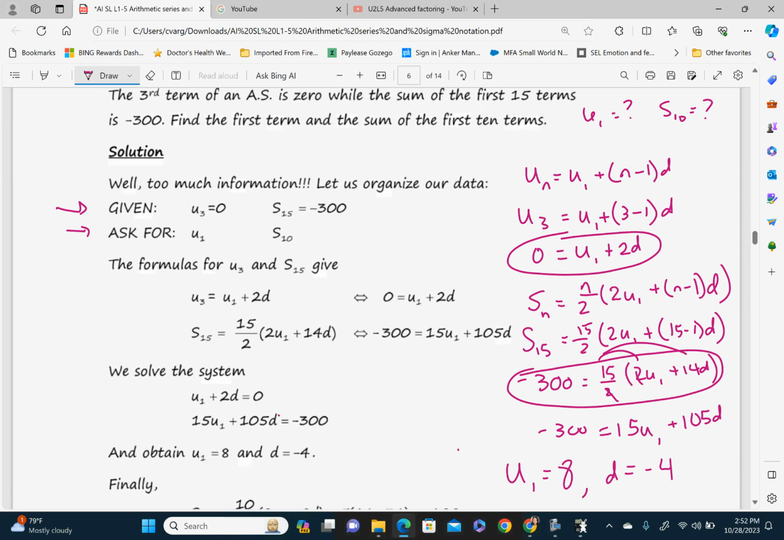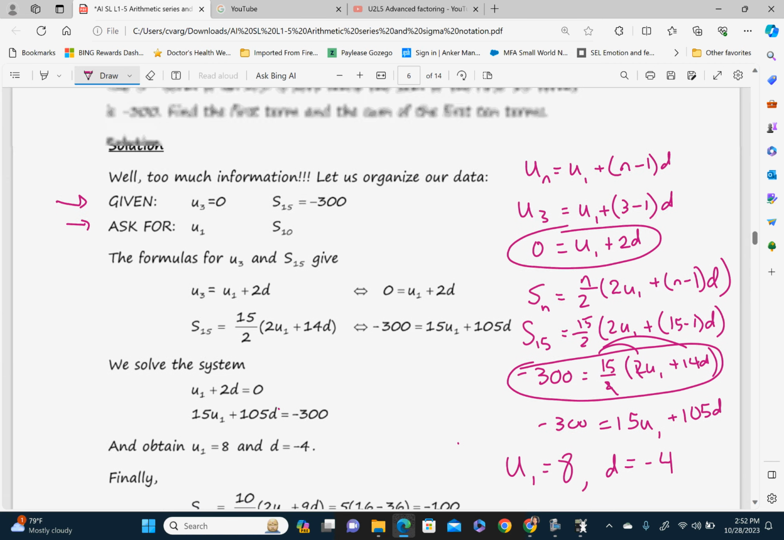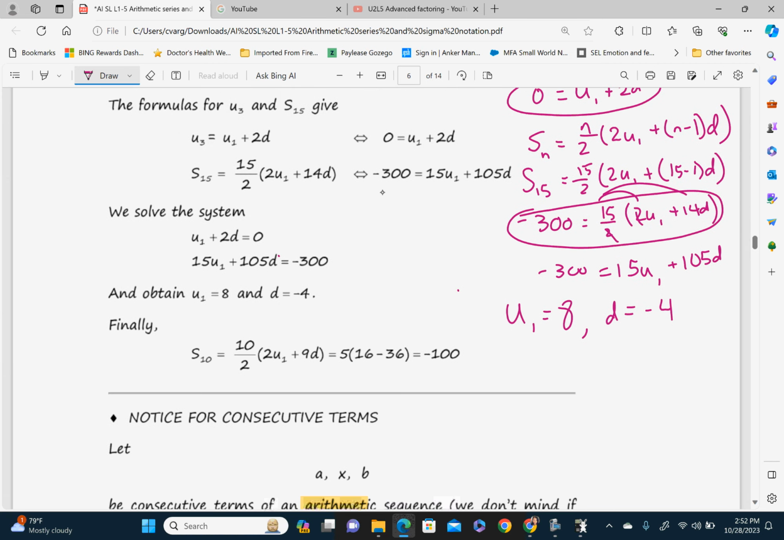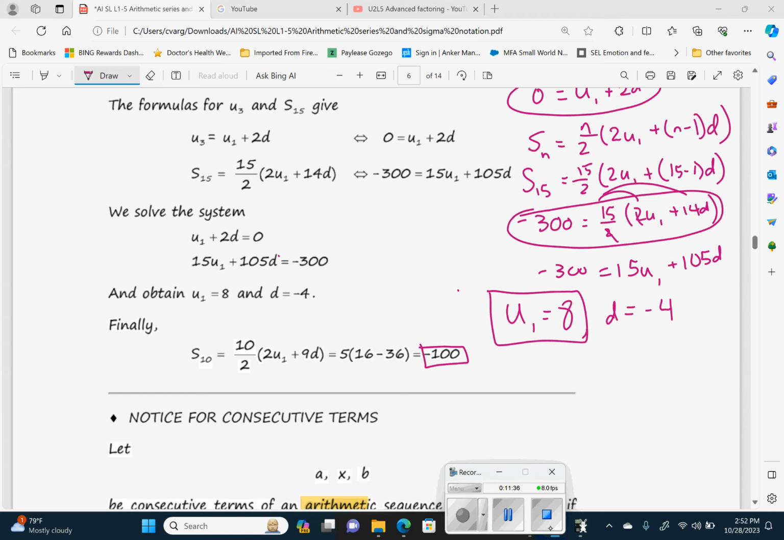And it says find the first term and the sum of the first 10 terms. So the first term is 8, so that is done. And to get the sum of the first 10, we're going to plug it into our formula. And this part is going to give you the sum of the first 10 terms. And that's it. All right, keep practicing.